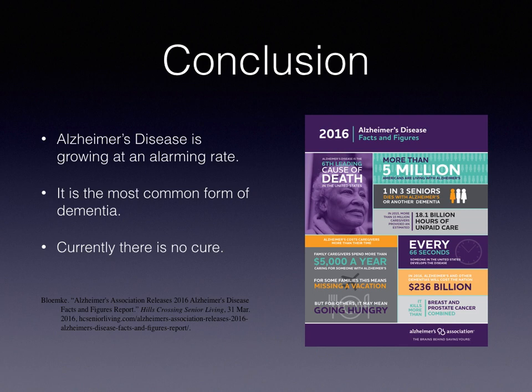Conclusion. Alzheimer's disease is growing at an alarming rate. It is the most common form of dementia, and currently there is no known cure for the disease.